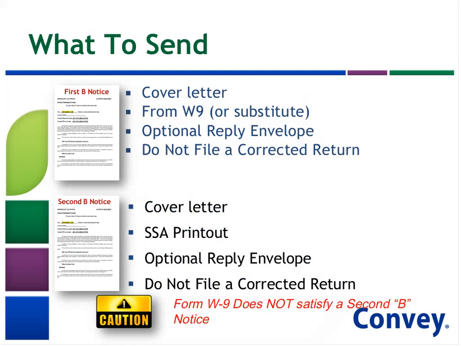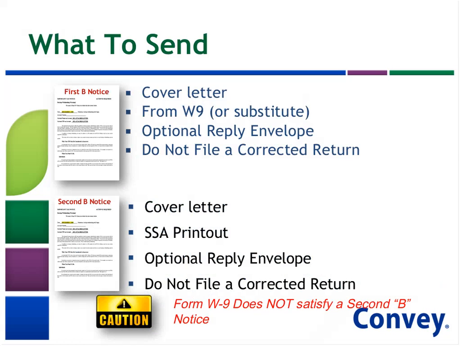Why does this matter? Because you're not sending the same thing. If it is a first B notice letter, you're sending a cover letter, a W-9 or substitute, an optional reply envelope. I always recommend sending a reply envelope, and you do not need to file a corrected return. If it is a second B notice, it's the same thing, except you have to do one thing differently, an SSA printout. So you need to collect that instead of your W-9.